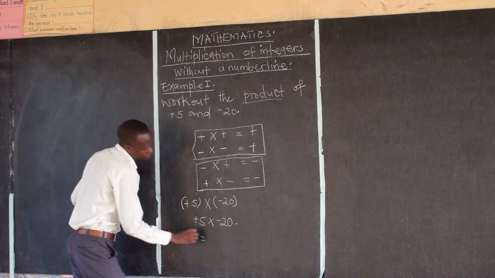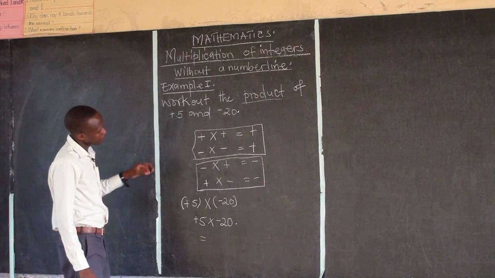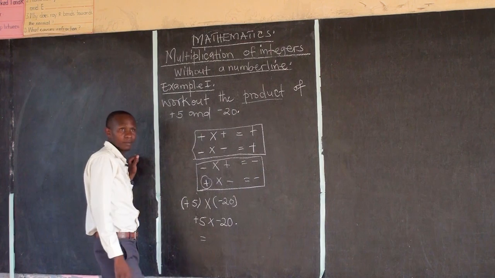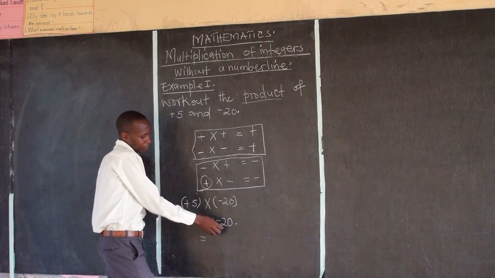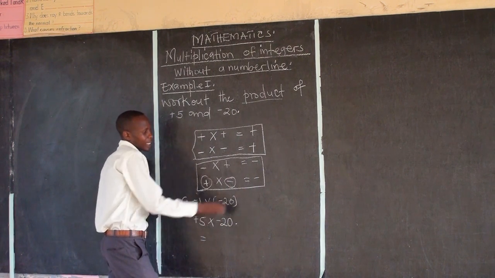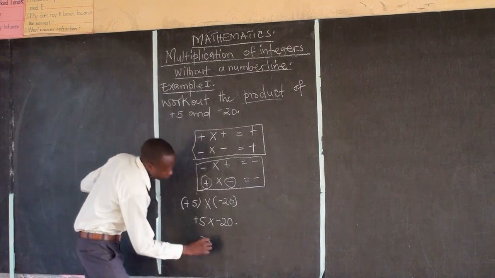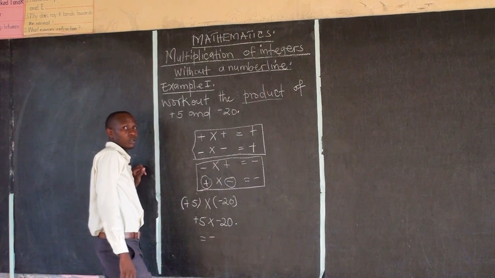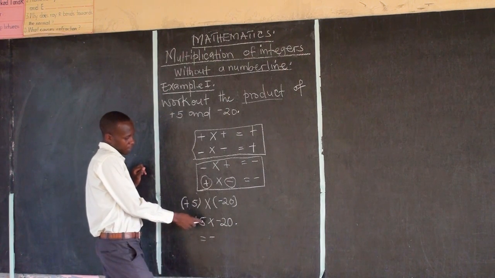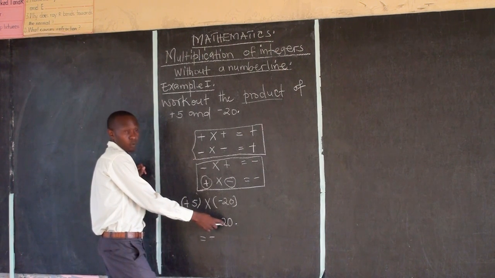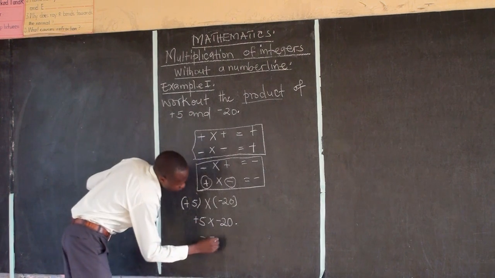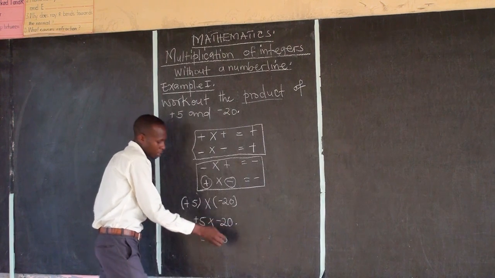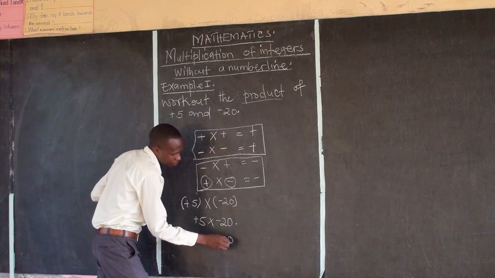The first thing you have to know is that we have a positive integer, which is that one. We are multiplying with a negative integer here, which is this. So the answer must be negative. So we shall say it is equal to negative. So we come and multiply out. We shall say 5 times 2 gives us 10. But remember here we had one more 0, so I will have to add here another 0.